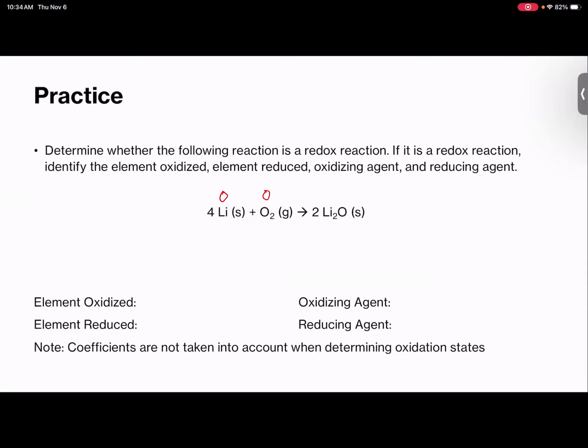Now, that goes to make lithium oxide. Lithium oxide is an ionic compound. And when we're dealing with ionic compounds, the oxidation state is the same as their charges. So what is lithium's charge? Well, it's group 1, so it's a +1. And what is oxygen's charge? -2. Now, what you will notice is that lithium's oxidation state changed and oxygen's oxidation state changed.